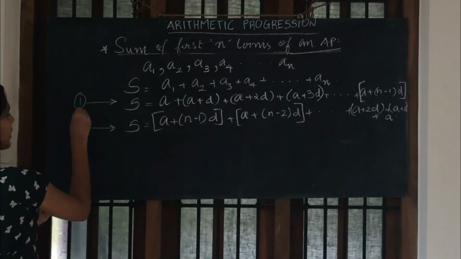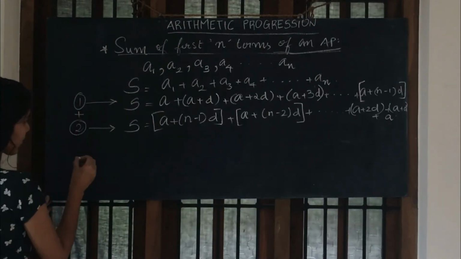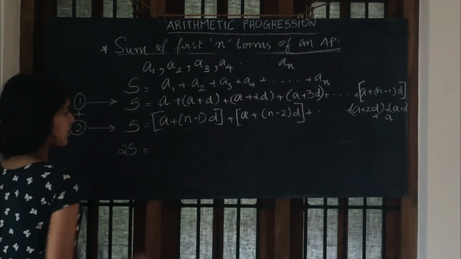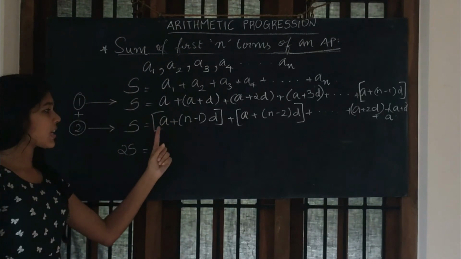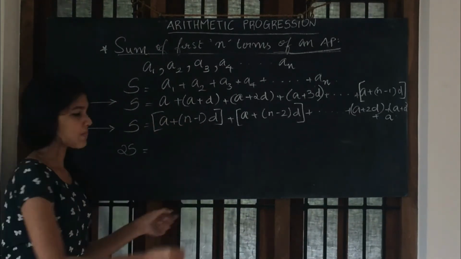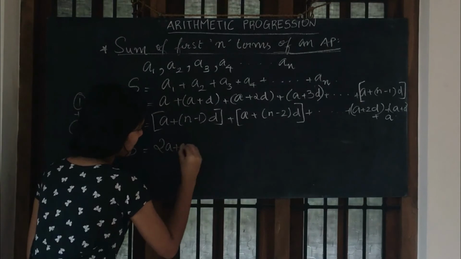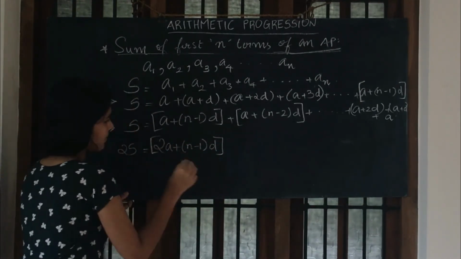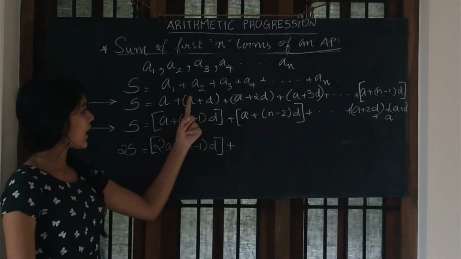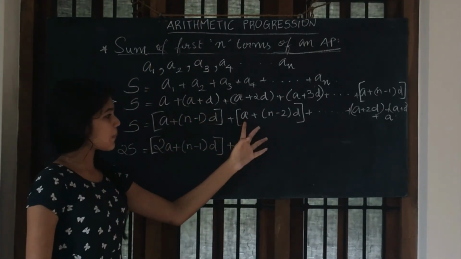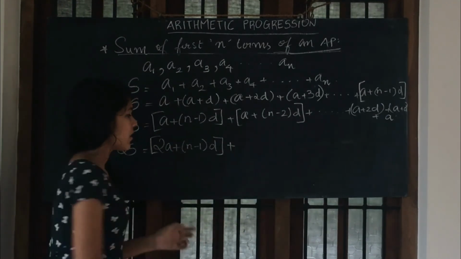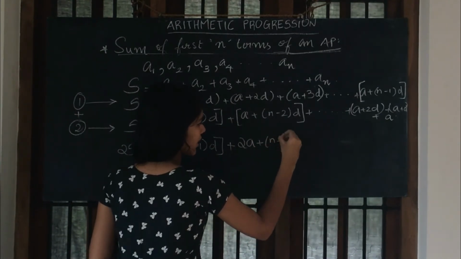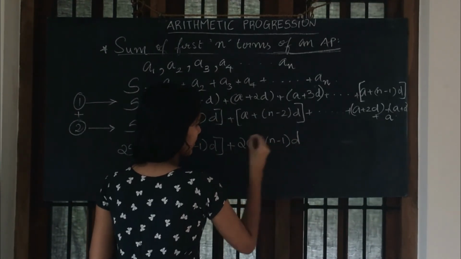Now let's sum up equations 1 and 2. Equation 1 plus 2, that is s plus s, is 2s, which is equal to: what is a plus (n minus 1) into d? It is 2a plus (n minus 1) into d. Now a plus d plus a plus (n minus 2) into d will also be 2a plus (n minus 1) into d.